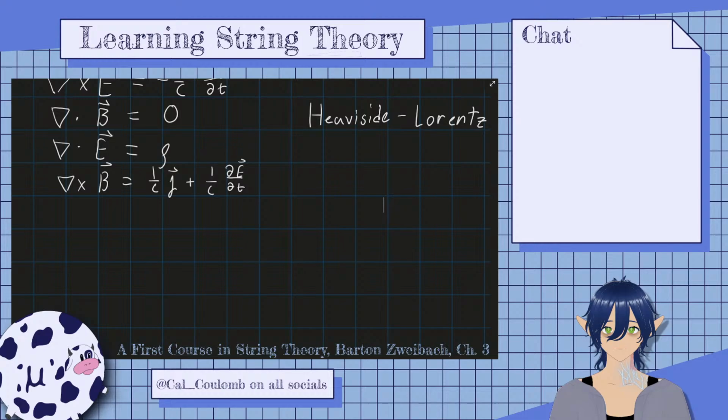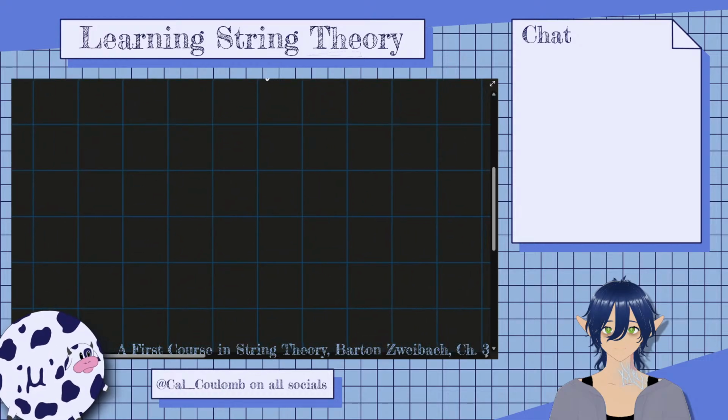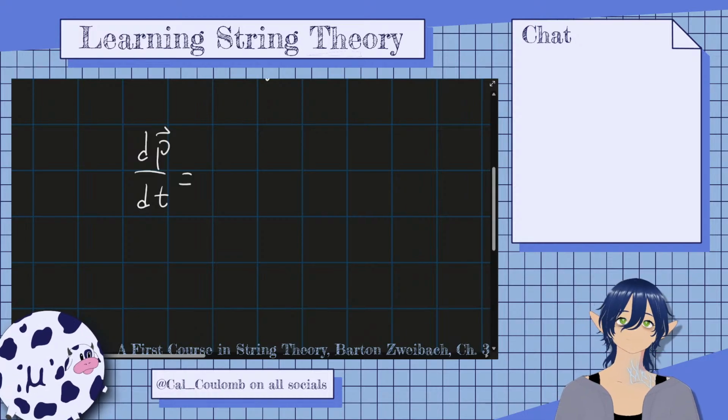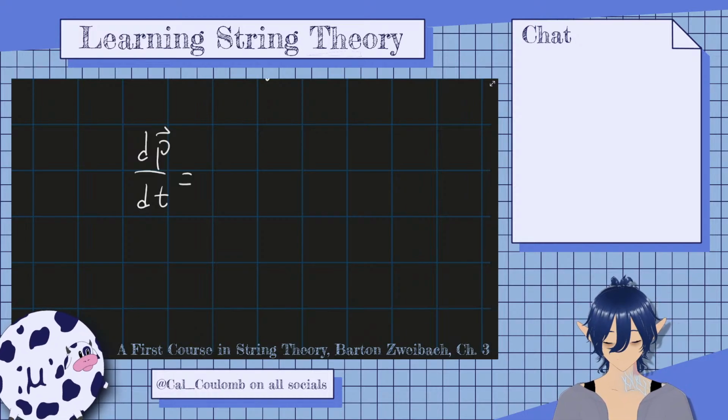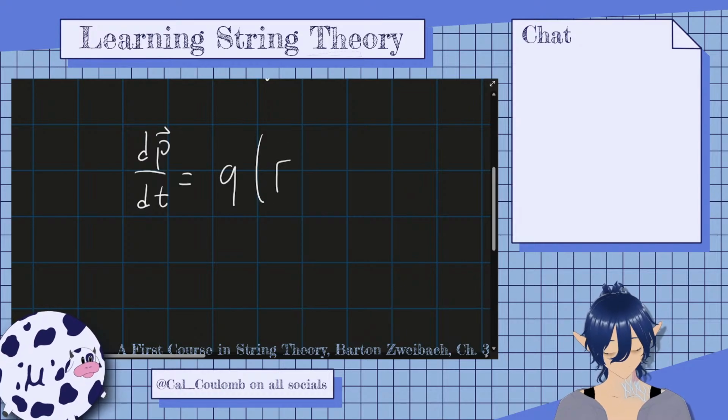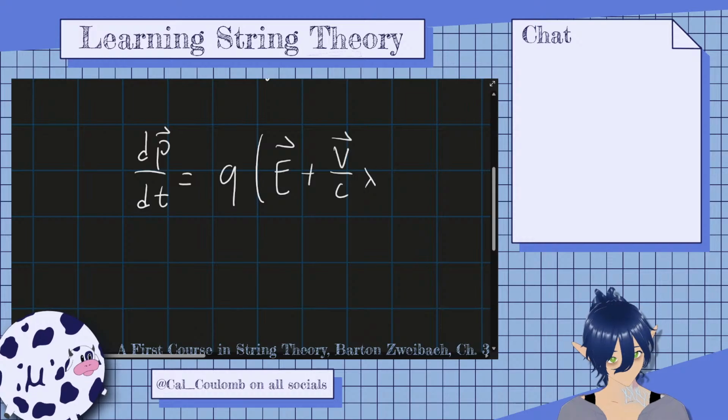The Lorentz force law, which gives the rate of change of the relativistic momentum for a charged particle in an electromagnetic field, takes the form dp by dt. So the derivative of the 3-momentum with respect to time is equal to q times E plus v over c cross B.